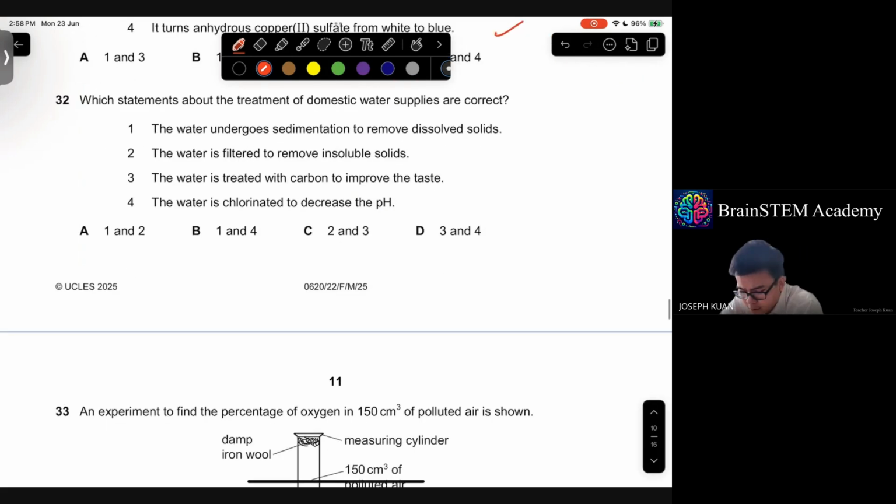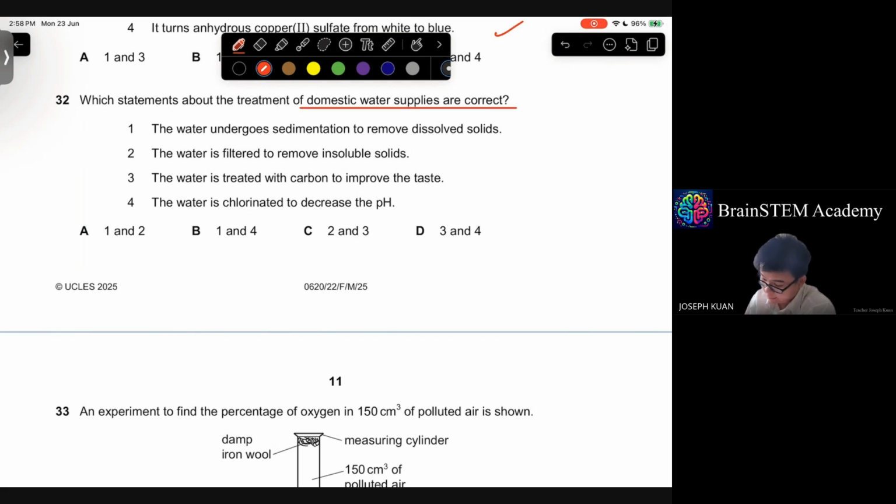Question 32. Which statements about the treatment of domestic water supplies are correct? In domestic water supply, the treatment has a three-step process. Number one is sedimentation and filtration to remove not dissolved solids but insoluble solids. Then it's treated with carbon to remove any odor or taste, so in a way, it does help to improve the taste. And it's chlorinated to kill microbes. So the answer here is 2 and 3.